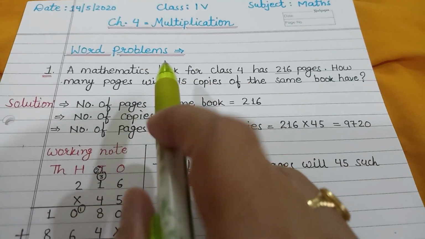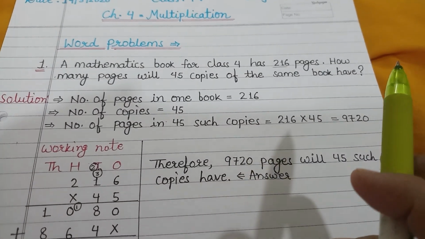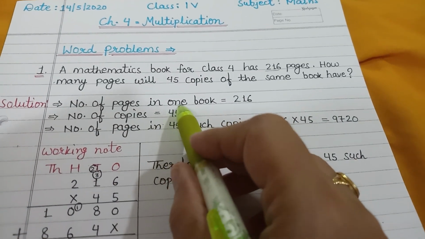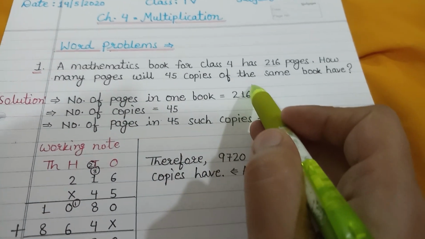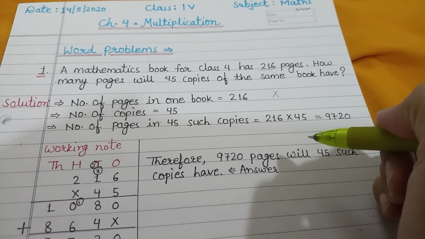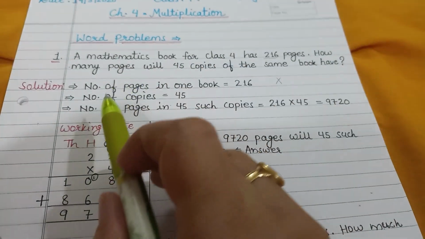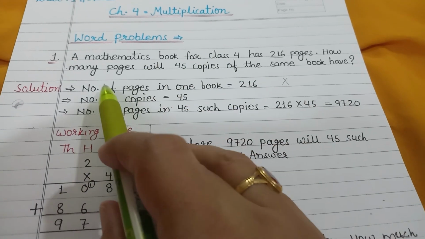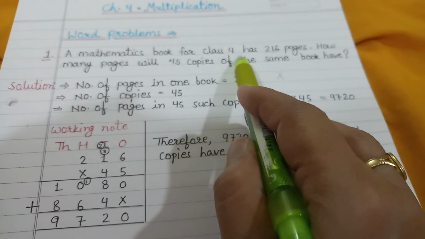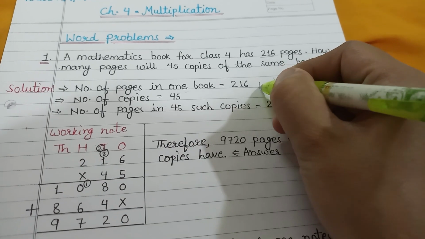When we have the information of 1 and we have to find more, understand properly, that time we do multiplication. That time what we have to do? We have to do multiplication. So now we will write our statement. The first is the number of pages in one book. A mathematics book for class 4 has 216 pages, so we will write here 216 pages.